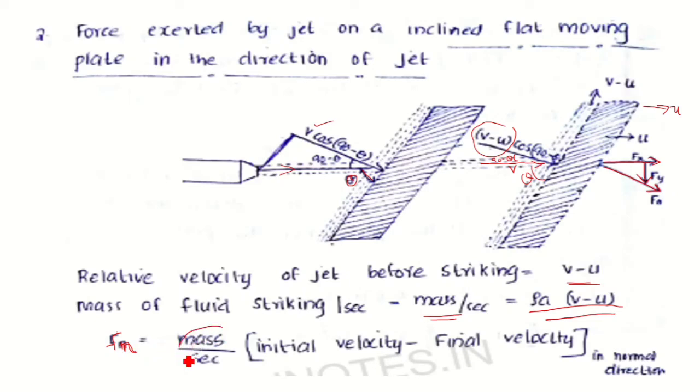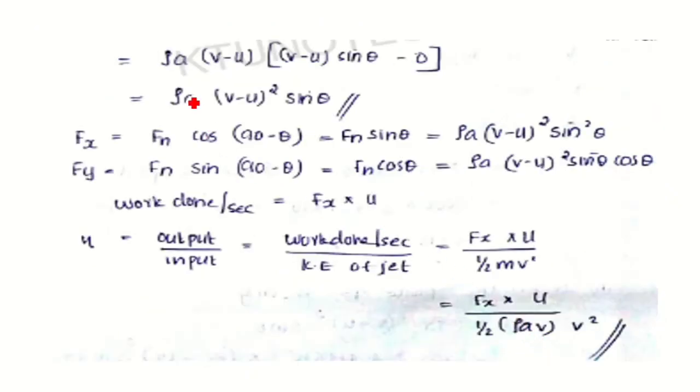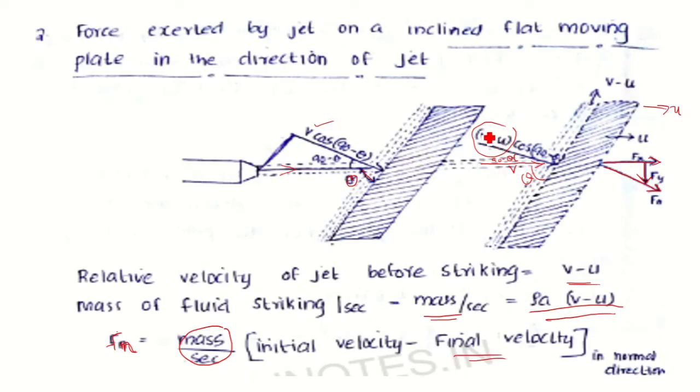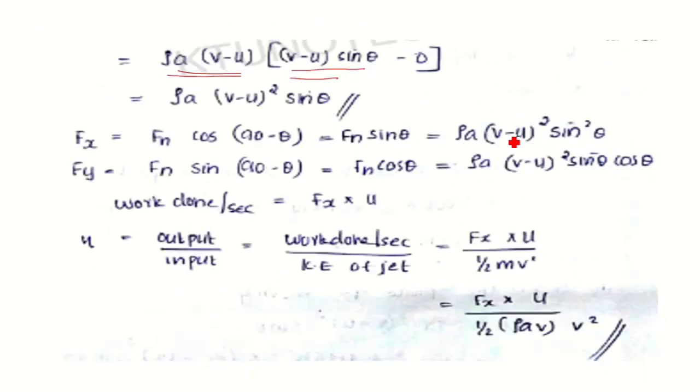So mass per second into initial velocity minus final velocity gives the normal component of force. Mass per second will be rho a into v minus u, and the initial velocity with which the jet strikes the plate will be v minus u sin theta. How do we obtain v minus u sin theta? Here the normal component will be v minus u into cos 90 minus theta, and cos 90 minus theta is sin theta. So v minus u into sin theta gives the initial velocity with which the jet strikes the plate, minus 0.